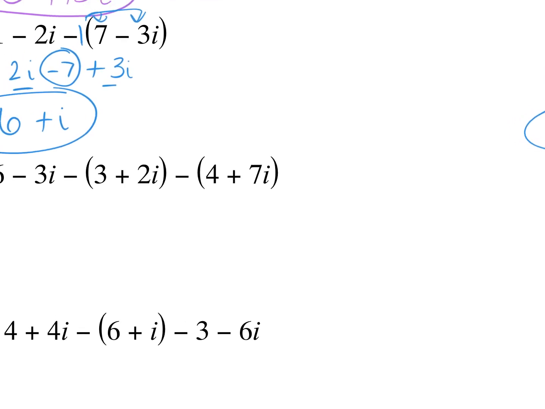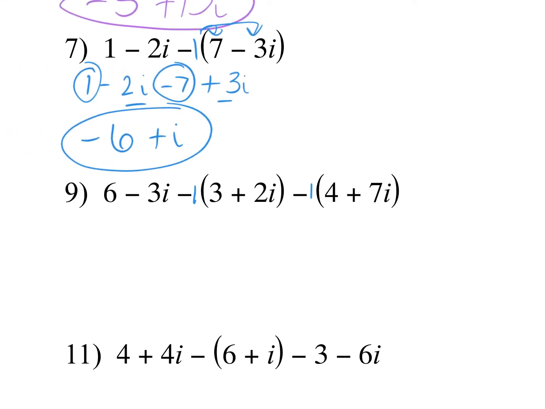All right, now we're getting a little harder. Before I can just start putting real with real and imaginary with imaginary, what do I need to do with 9? I need to distribute 2 -1s. To this parenthesis and to this one. So go ahead, rewrite 6 minus 3i minus 3 minus 2i minus 4 minus 7i.